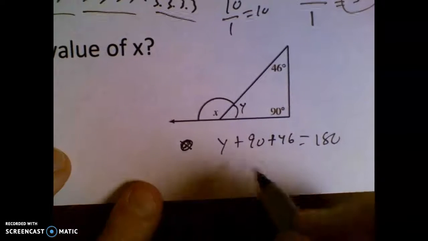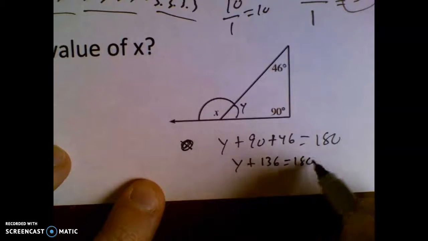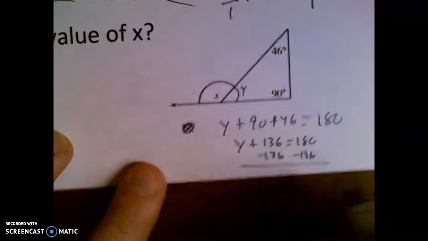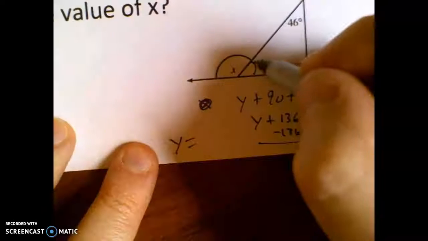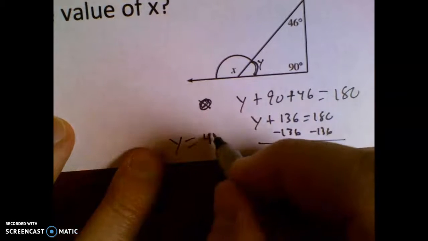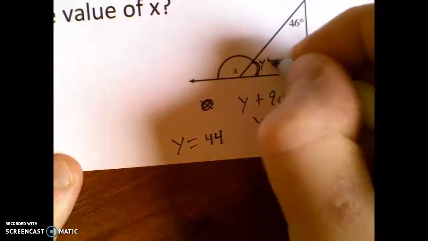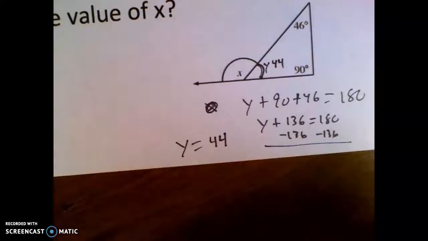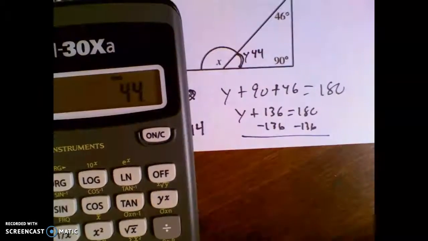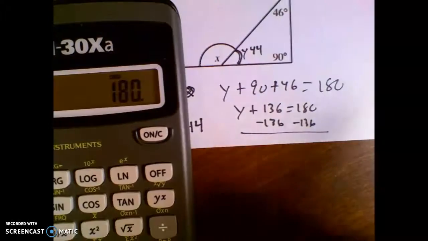So I'm going to combine like terms. y plus 136 equals 180. Subtract 136 from both sides, and I get y, which is this angle, is going to equal 44. So now that I know that y is 44 degrees, I can double check to make sure this works out. So I'm going to take 44 plus 90 plus 46, and it gives me 180 degrees.